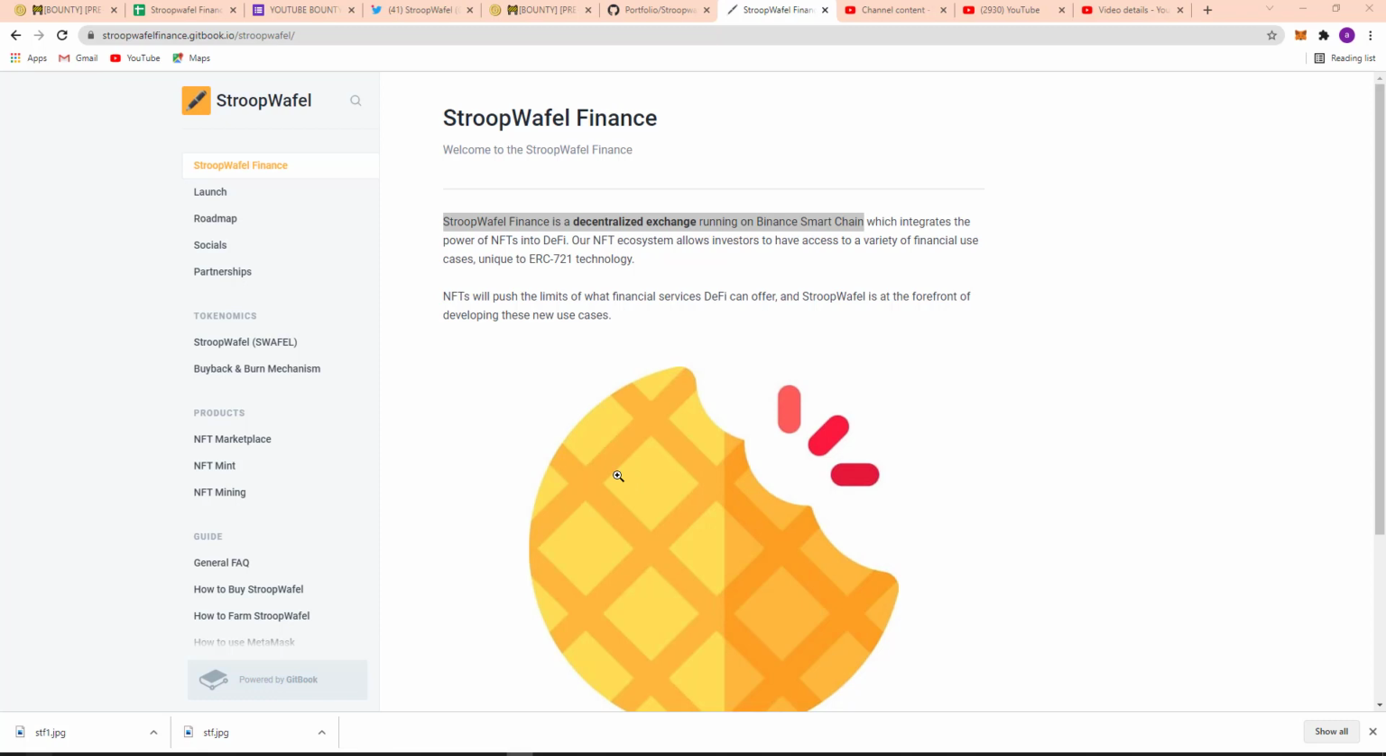StroopWafel Finance is a decentralized exchange running on BSC, Binance Smart Chain, which integrates the power of NFTs. Their NFT ecosystem allows investors to have access to a variety of financial use cases unique to ERC-721 technology. Here, NFTs will push the limit of what financial services DeFi can offer, and StroopWafel is at the forefront of developing these new use cases.